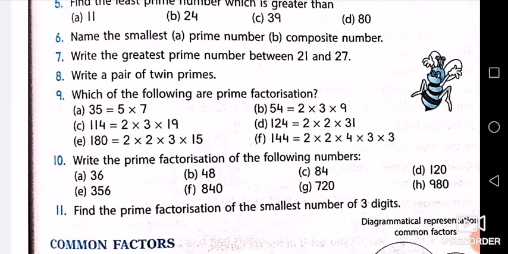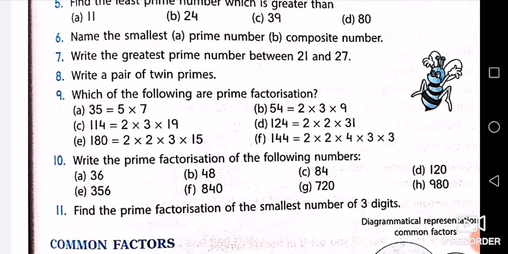E, 180. 180 is equal to 2 multiplied by 2 multiplied by 3 multiplied by 15. Now in this E part, 2 is a prime number, 3 is a prime number, but 15 is not a prime number. That is a composite number. So we'll write no, it is not a prime factorization.